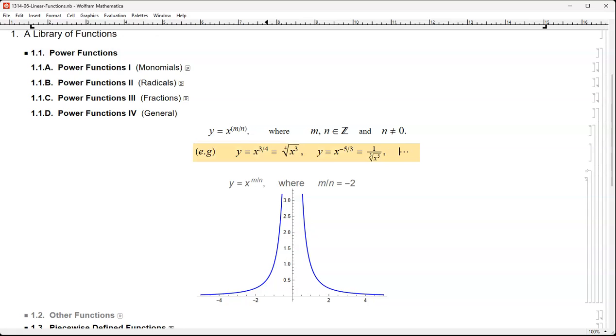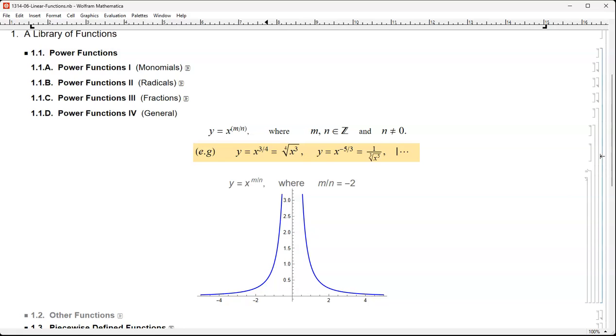Here's another example. X to the negative 5/3 power. Negative power, so we have a fraction. This power goes to the denominator. And then we have the 3rd radical and the 5th power. So 1 over x to the 5th power, that's something we studied in part C. And then the 3rd radical we studied in B, like that, etc.